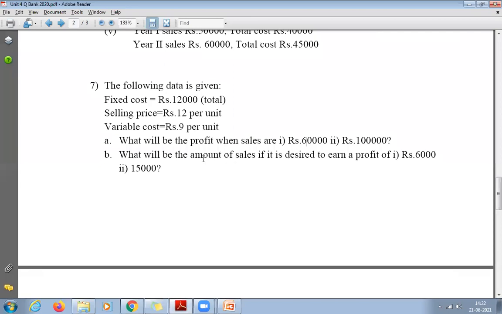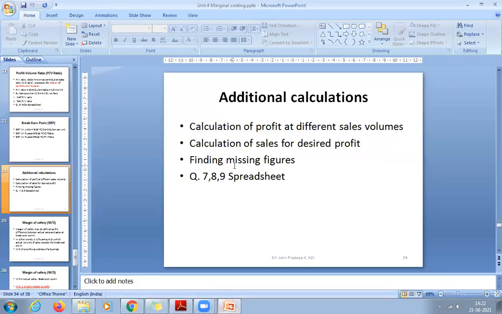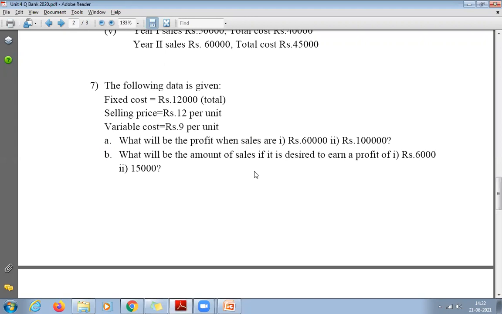And the second one: if the desired profit is 6,000 and 15,000, how much do they need to sell to earn a profit of 6,000 and 15,000? That is what we have just now discussed. So we can use BEP for calculating profit at different sales volumes and sales for desired profit. That is question number 7 for this particular concept.